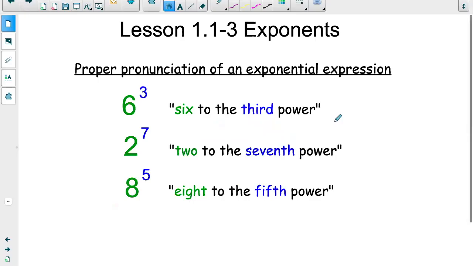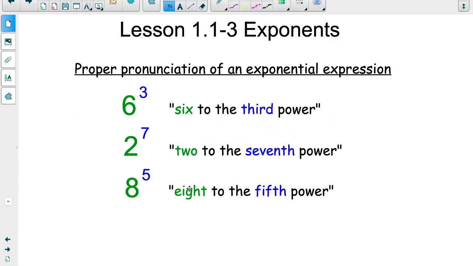Let's go further. You know how to say these. You probably have said this plenty of times. So the way we would pronounce this, of course, is 6, the base, raised to the third power. 2 to the seventh power. 8 to the fifth power. And once again, that power you're raising to is indicating how many copies of the base we're going to actually multiply together.